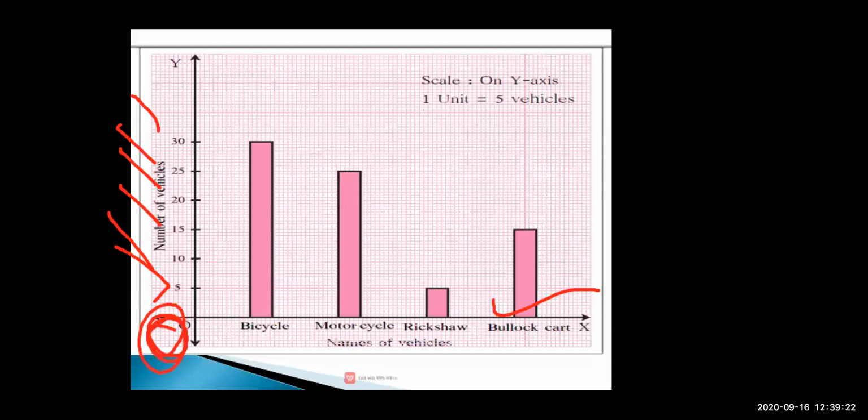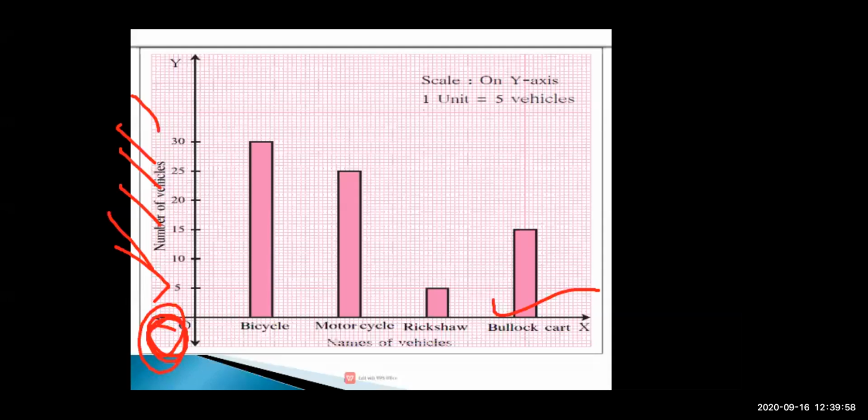We have written 0. Then in one box 5, another box 10, then 15, 20, 25, 30, 35. The table of 5 only. Don't write first 30, then 25, then 15, then 5. It will start from the table of 5 because the smallest number in that picture was 5. So we can start with 5 till the greater number, that was 30. So 5, 10, 15, 20, 25, 30. Till here you have to write it down.